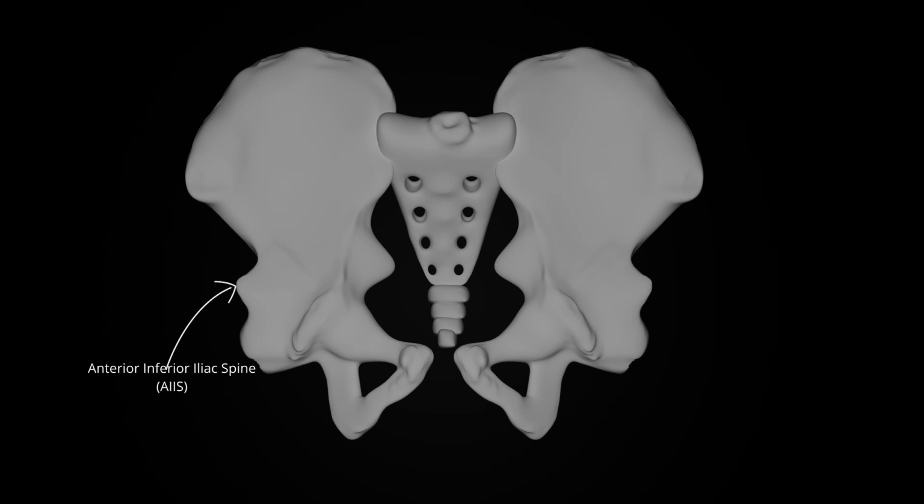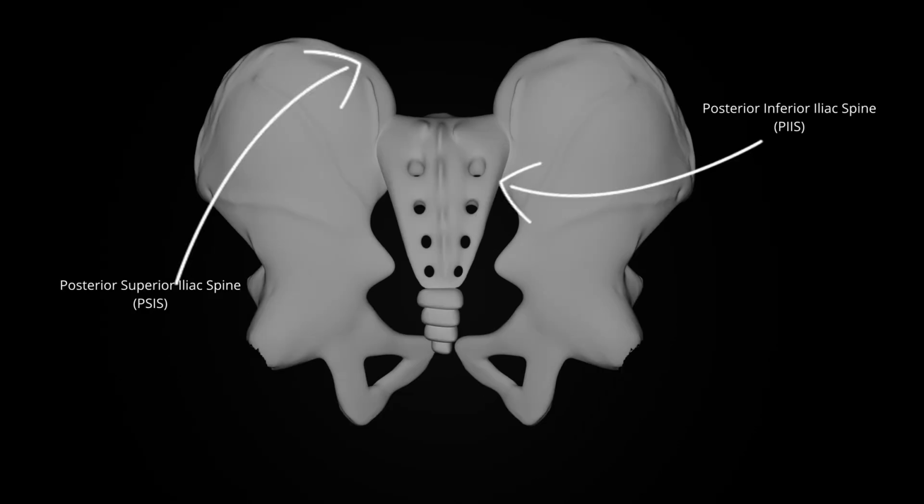Below the ASIS is the anterior inferior iliac spine, AIIS, which provides an attachment point for the rectus femoris muscle. On the posterior side, the PSIS and the posterior inferior iliac spine, PIIS, serve as attachment sites for various ligaments.